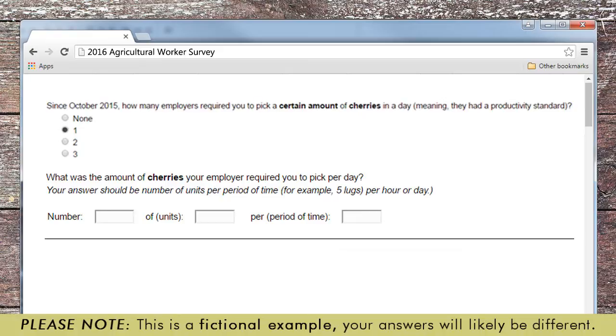The next question is a follow-up question. What was the amount of cherries your employer required you to pick each day? Where I worked, my employer required me to pick 14 lugs of cherries per day to remain employed at that particular farm.